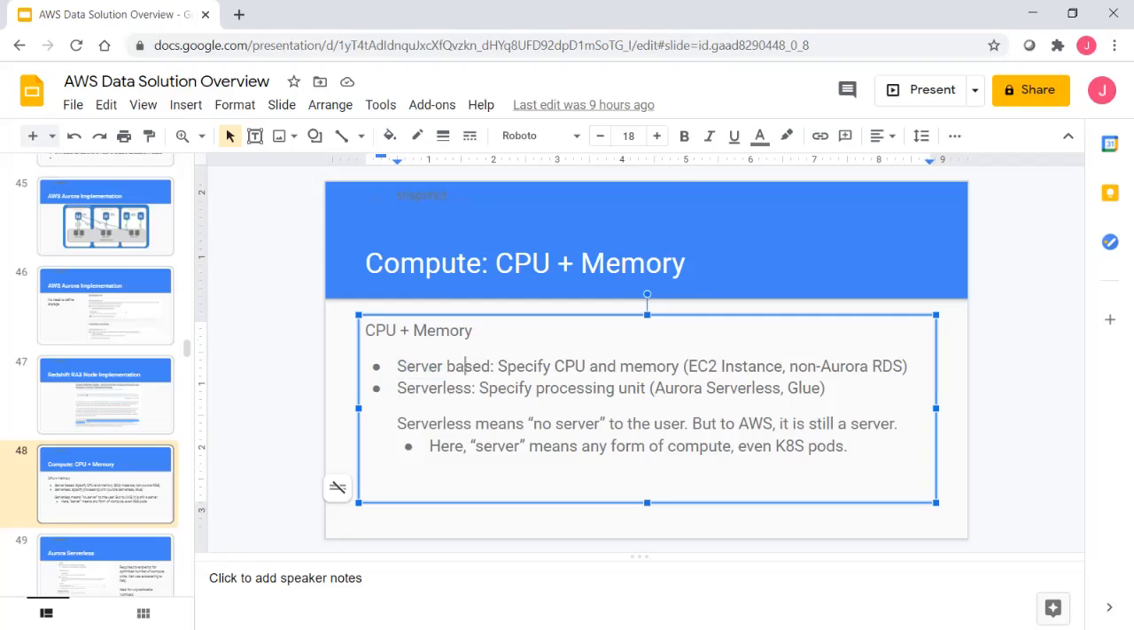Each server is a combination of CPU and memory. Like in an EC2 instance or now Aurora RDS, we're already seeing you need to define how many virtual CPUs you want to use and how much memory you will use. A new trend is, instead of defining the number of CPUs and the memory, you will use a serverless one, where you only specify the processing unit instead of physical CPU and memory.